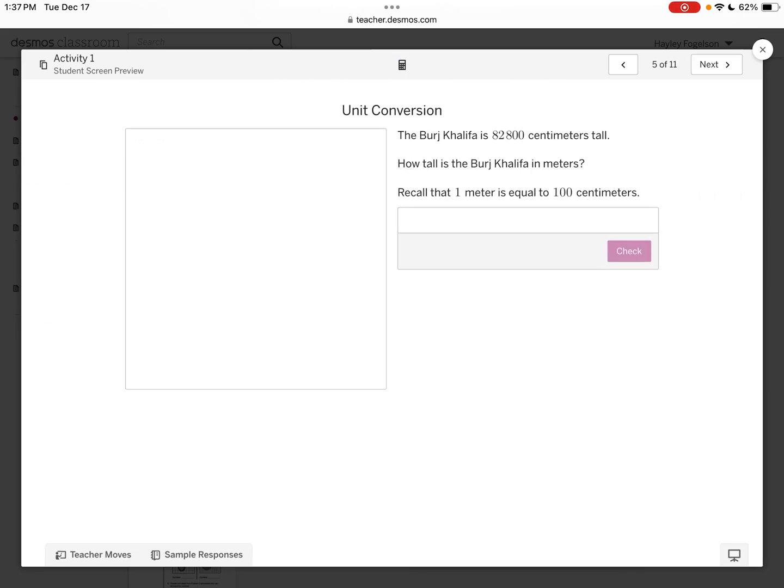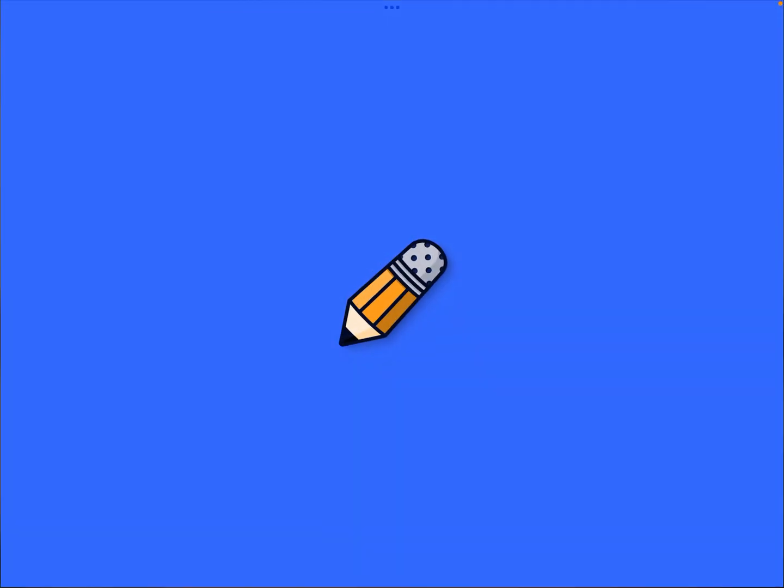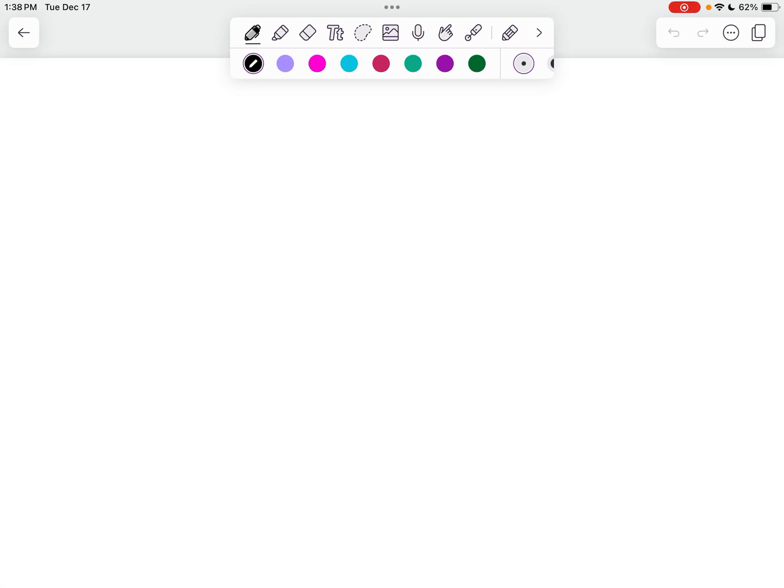Moving on to slide 5. This one says that the Burj Khalifa is 82,800 centimeters tall. We want to know how tall it is in meters. And then our helpful hint, recall that 1 meter is equal to 100 centimeters. So for this slide, it doesn't let us write on our screen. So I'm going to open up Notability very quickly, and we're going to do it here.